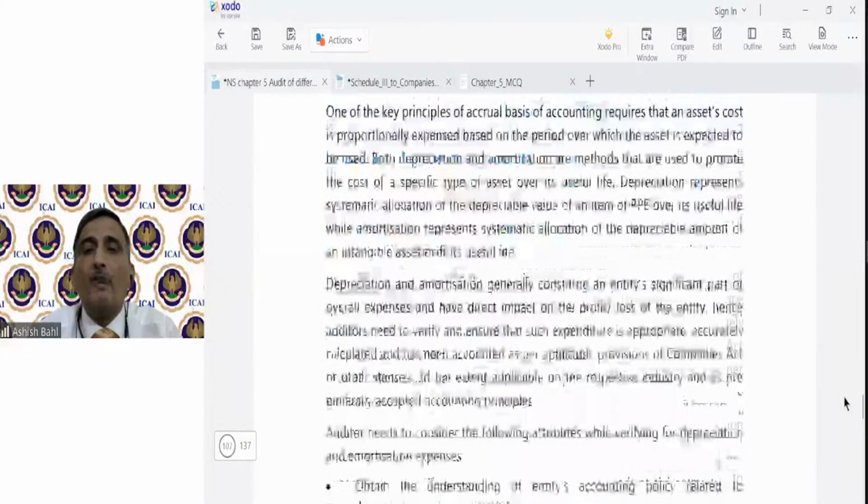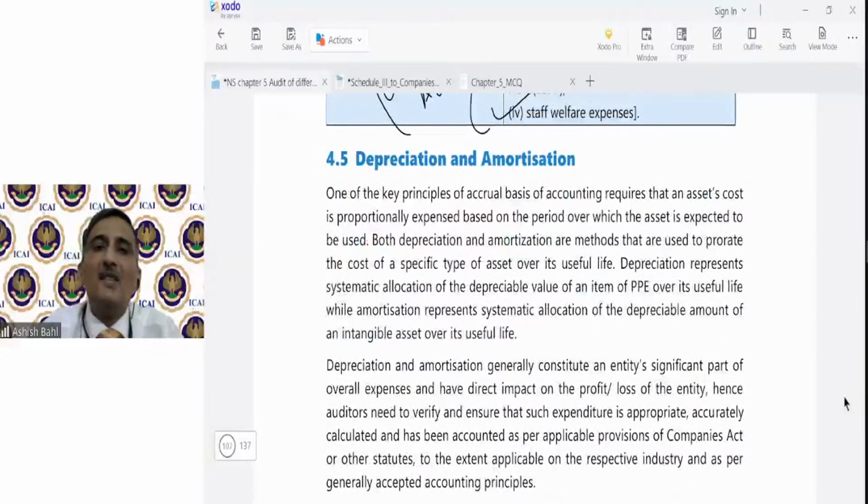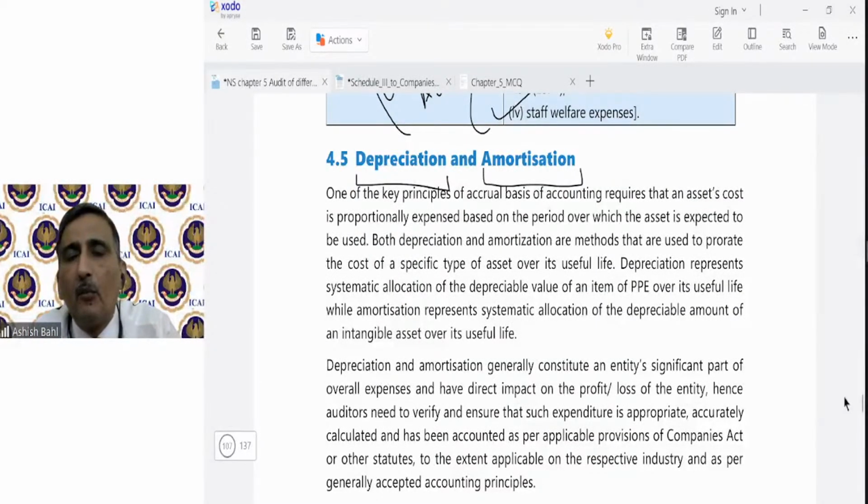Yes, now we come to another expenditure, depreciation and amortization. So students, you are very much familiar with both of these terms. Now my question to you is, can you tell me the difference between these two terms? What is the difference between depreciation and amortization? Do not see from your module.